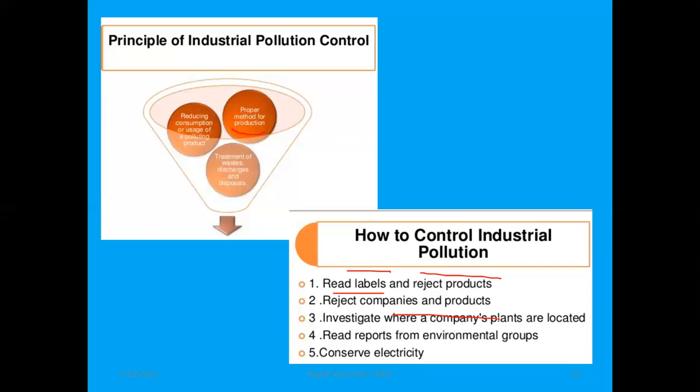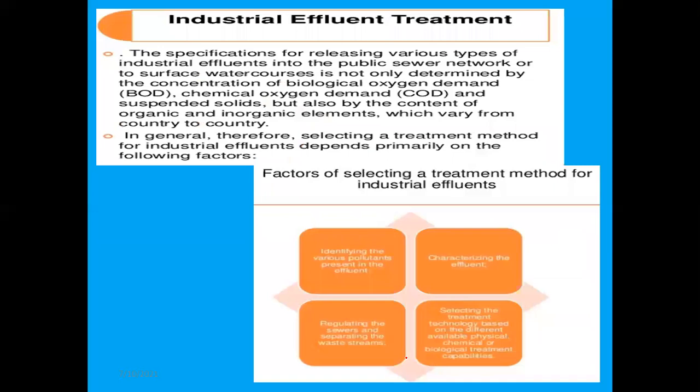So like this, we can see all the details on the label of any product. Next one, read the reports from environmental groups. If you want to discuss pollution control, we have to see the reports from the environmental groups. Next, conserve the electricity. So we have to save the electricity. So like this, these are some of the industrial pollution control concepts.